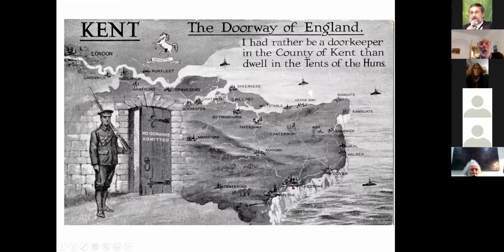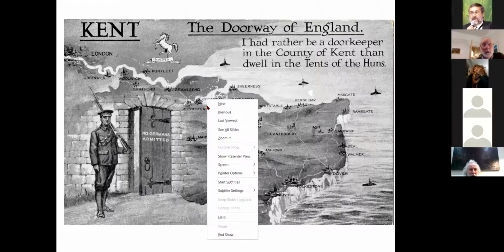This is a postcard, a propaganda postcard basically, published, as I say, by them and freely available now on eBay. There are lots of these on eBay all the time. But it wasn't just a postcard.